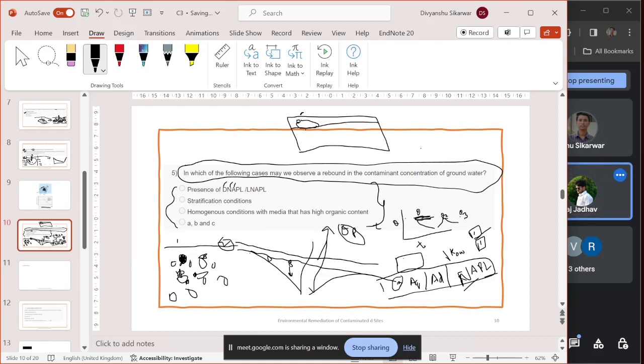Lower than water. So some of it might get dissolved, but it won't sink to the bottom. It will mostly stay on the top. So this type of liquid is basically LNAPL.